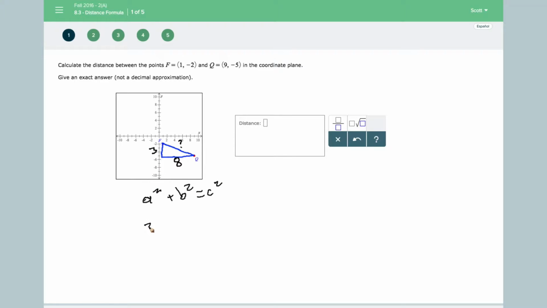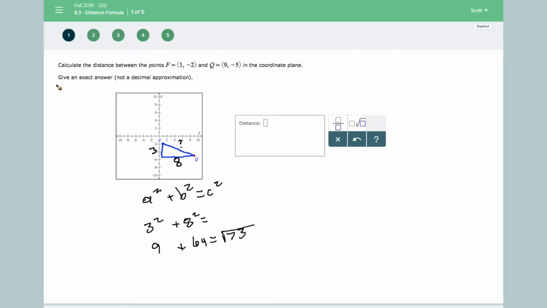So in this case, we would have 3 squared plus 8 squared equals what? 3 squared is 9 plus 64, and I'm going to do that on my calculator. It is 73. I just wanted to make sure I got it all right. And so the distance here is the square root of 73.